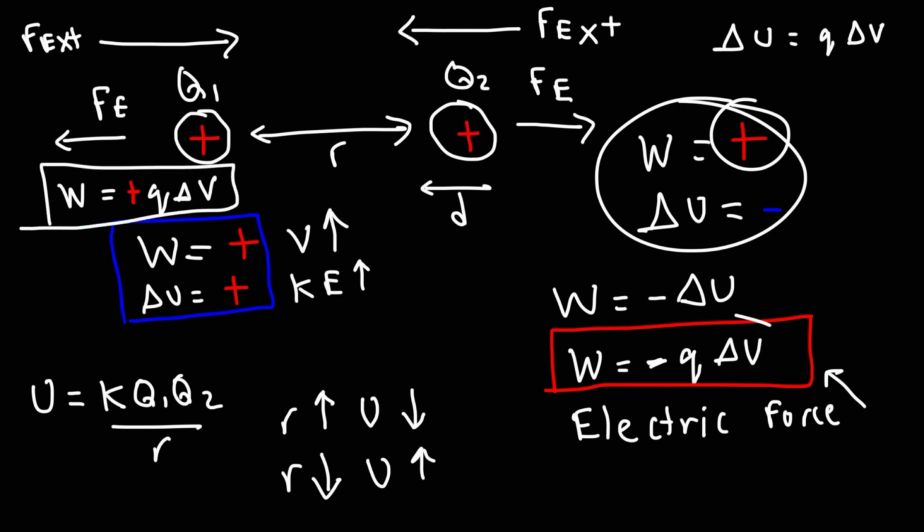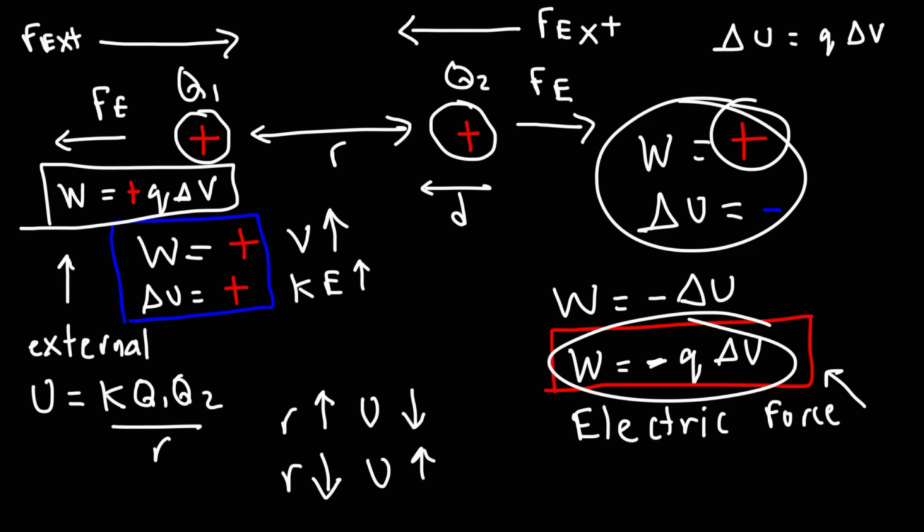So this equation tells us the work done by the electric force. And this equation tells us the work done by the external force. So make sure you see the difference. For the external force, it's doing positive work. It can increase the kinetic energy, and it's increasing the potential energy at the same time by bringing those two charges closer. As we can see, when R goes down, the potential energy goes up. So the work done by the external force is positive Q delta V. The work done by the electric force is negative Q delta V.